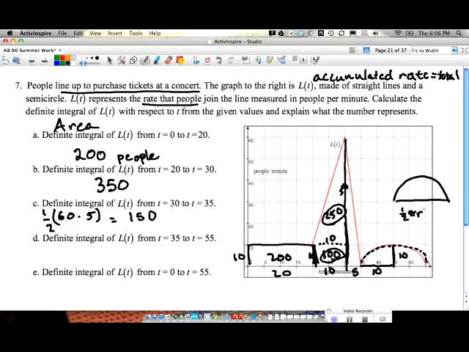That means we're going to do half pi r squared, because pi r squared is the area of a circle. And our radius in this case is 10, so it's going to be half of pi times 10 squared. And 10 squared is 100, half of that is 50, so this area is 50 pi. 50 pi. What's the definite integral from 0 to 55?